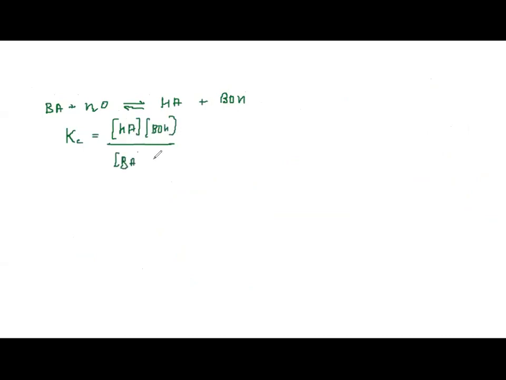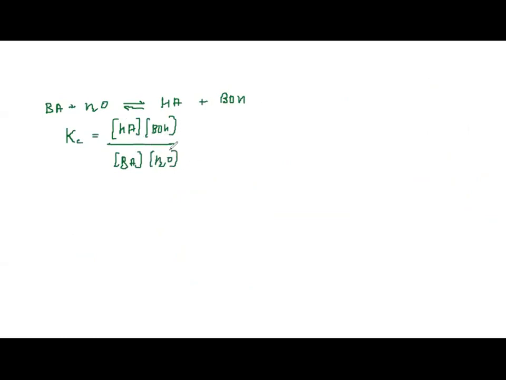So I'll write it here. BA plus H2O gives a reversible reaction, HA plus BOH. So by the law of chemical equilibrium, the dissociation constant is equal to what? Concentration of HA into concentration of BOH divided by concentration of BA into concentration of H2O. Correct? So this we call the equilibrium constant.